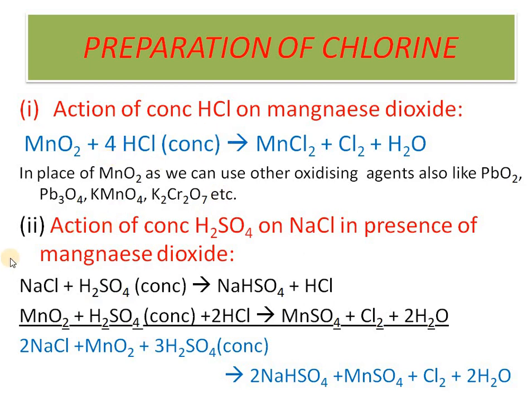Second, action of concentrated sulfuric acid on sodium chloride in the presence of manganese dioxide. We can write it in the form of partial equations. NaCl plus concentrated H2SO4, at temperature less than 200, gives NaHSO4 plus HCl. When you add manganese dioxide, it increases the rate of reaction also, and it gives manganese sulfate, chlorine and water. So overall the equation would be NaCl plus MnO2 plus H2SO4 gives NaHSO4, manganese sulfate, chlorine and water. You have to write the balanced equation whenever you are writing. So these two methods are specifically mentioned in the syllabus.